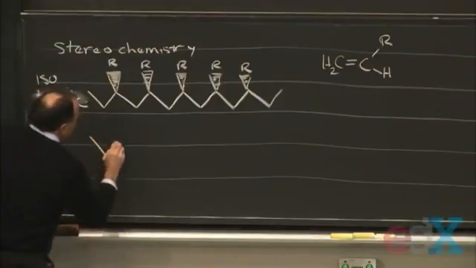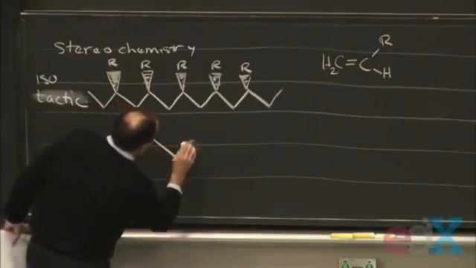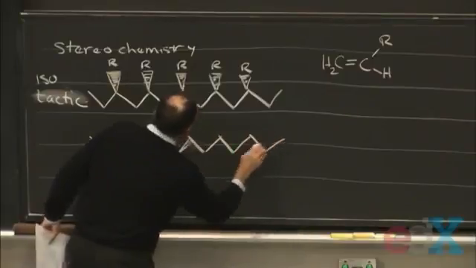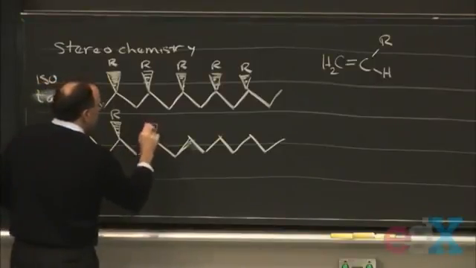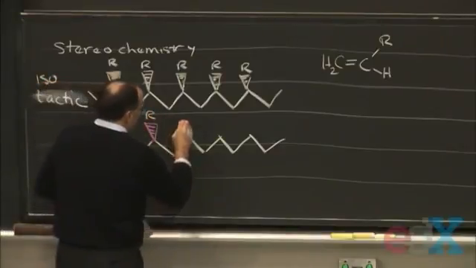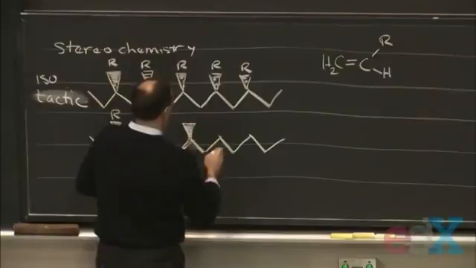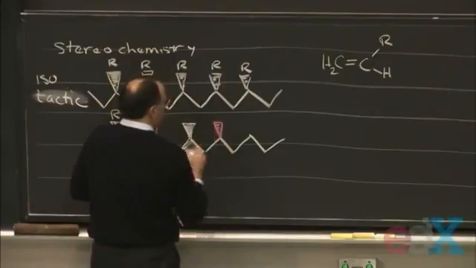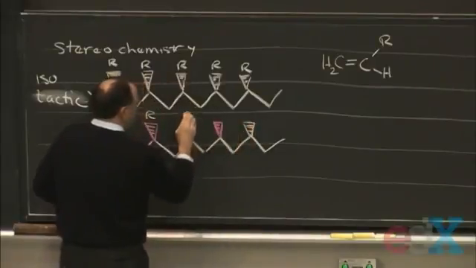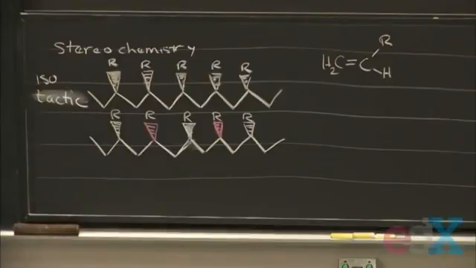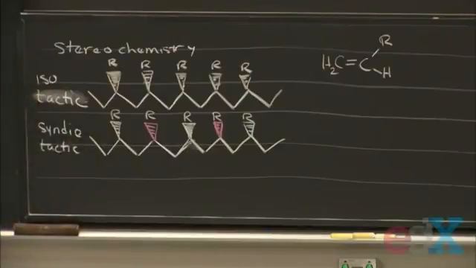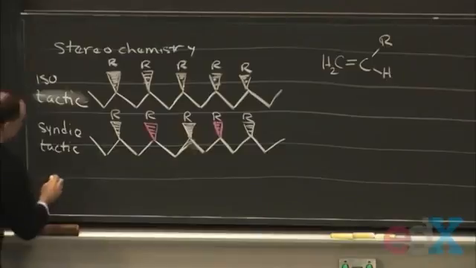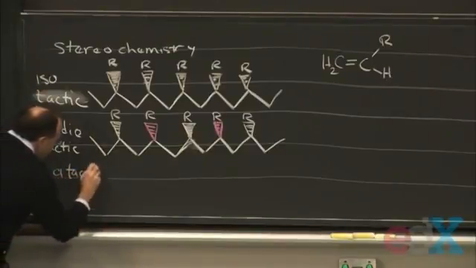If I did the situation where I exchanged, whoops. So let's say I put this one in front, and then I'll make this red, this one in back, this one in front, this one in back, this one in front. You can see that the stereochemistry reverses each time, and that's called syndiotactic. And then there's finally probably the most important one, atactic, which is just random.